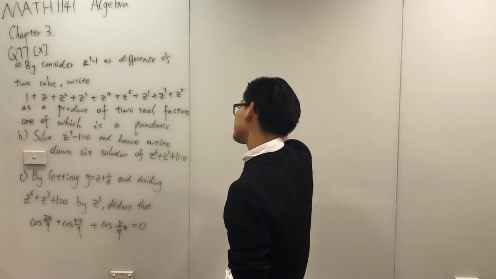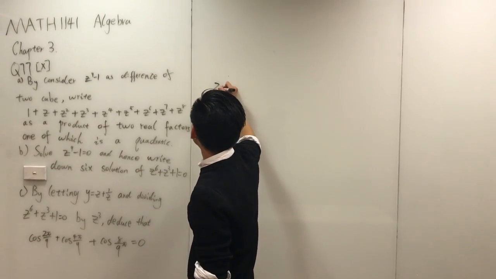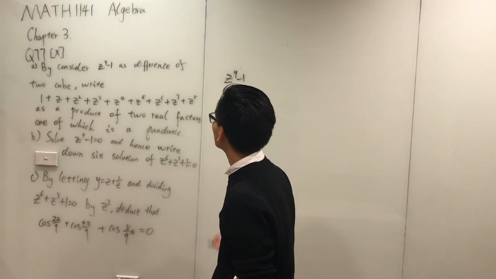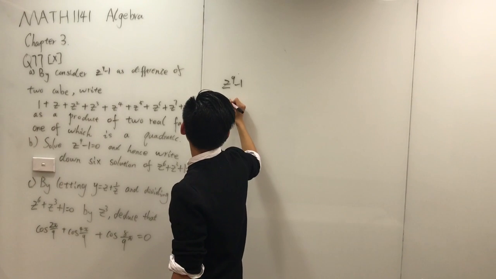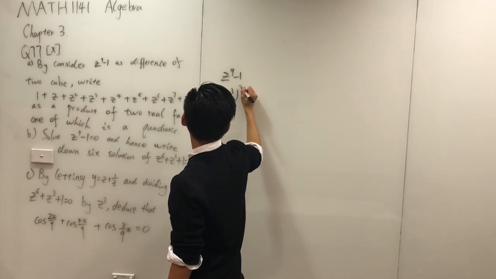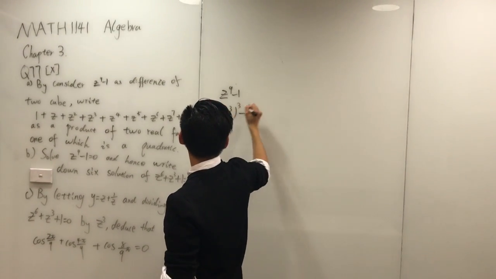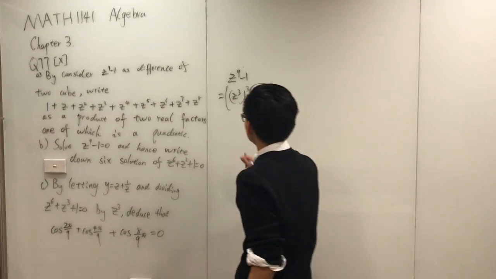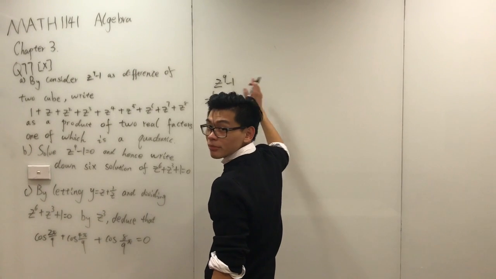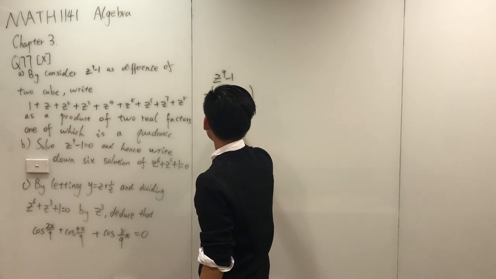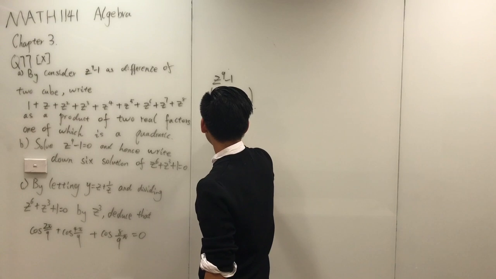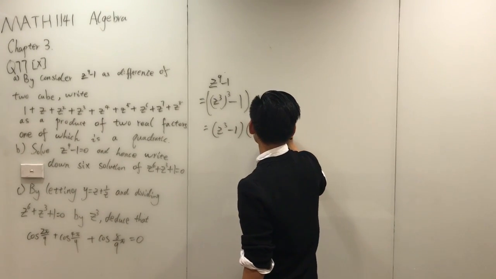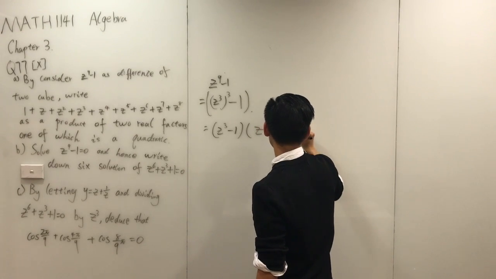So, z to the power of 9 minus 1 as the difference of two cubes, which is z to the power of 3, cubed, minus 1 cubed. Right? Difference of two cubes. So it can be expressed as z to the power of 3 minus 1, multiplied by z to the power of 6 plus z to the power of 3 plus 1.